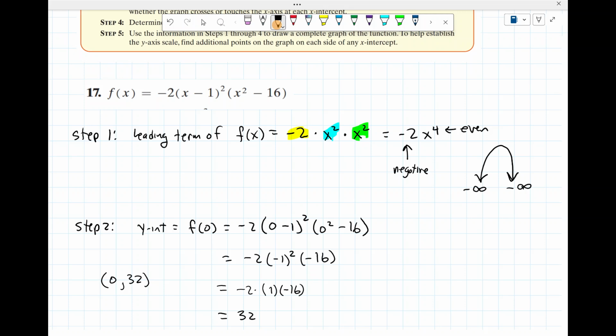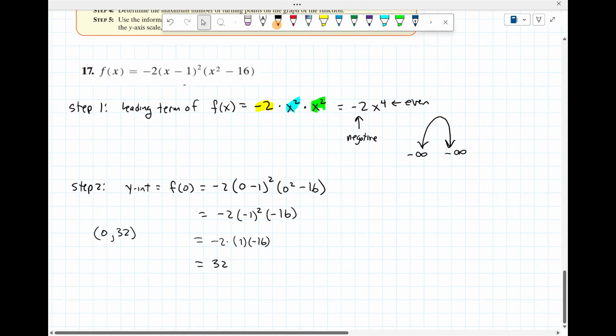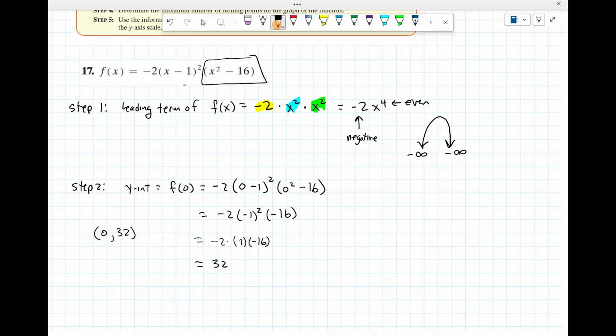All right, step 3, I am going to find my zeros and their multiplicity. This will basically tell me what the x-intercepts are and whether or not the graph touches or crosses at those x-intercepts. Now, there's a small issue here, which is that this is not fully factored. But we'll deal with that in just a second.